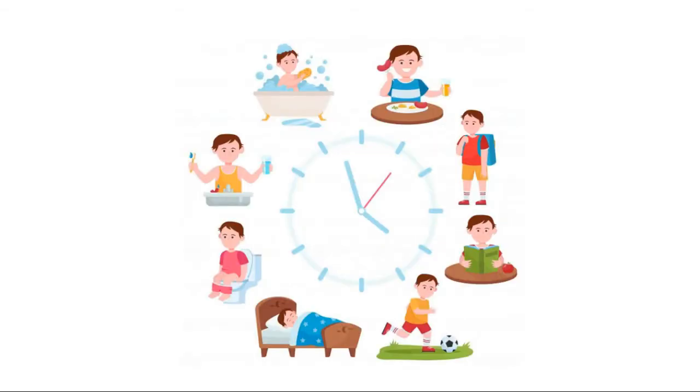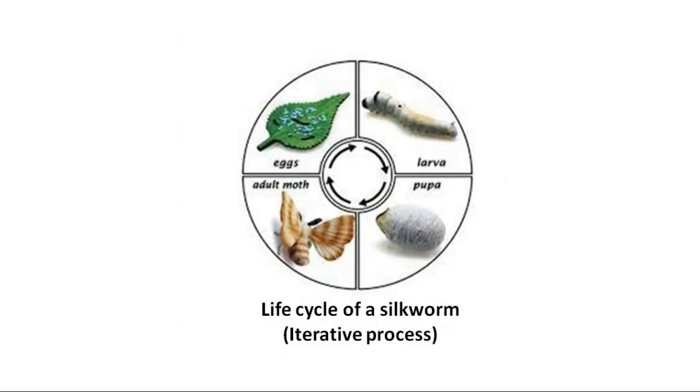We repeat many tasks in our daily life. From morning to evening, there are so many tasks we need to repeat. Here is the picture of the life cycle of a silkworm. It is an iterative process, right? So iteration is nothing but repeating the same task again and again. Or we can say these processes are in a loop.